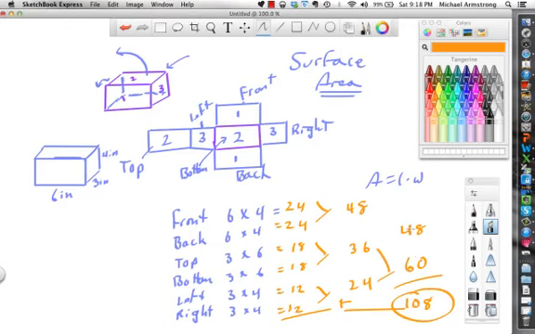8 plus 0, and 6 plus 4 is 10, so you have to carry that over: 108. Makes sense, right? Hopefully. And since we did inches, it ends up being inches squared. Kind of cool. That's how that works. That's the surface area of what they call a rectangular prism.